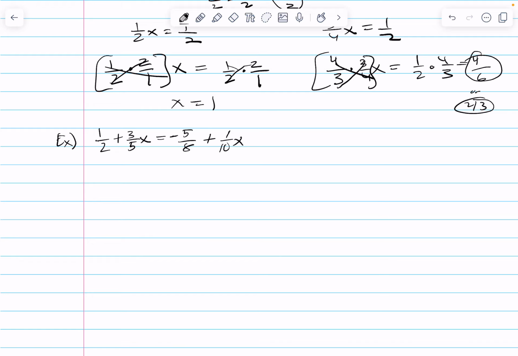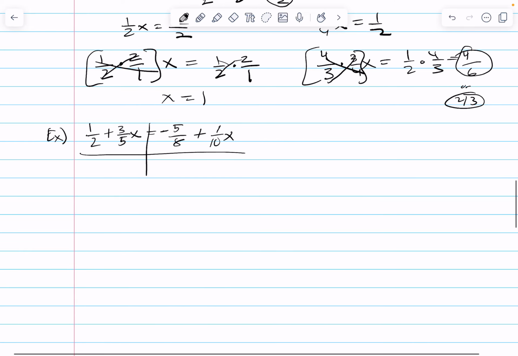So now what we're going to do is we're going to combine like terms. We're going to make everything equal to each other. So we're going to start with the numbers first because I like starting out that way, but you can start off with the x's first if that's what's comfortable for you. But for right now, I think it's easier to start with numbers. So we have 1/2 and then we have negative 5/8. I think for right now, it would be easier to move the 5/8 to this side. So that's what we're going to do.